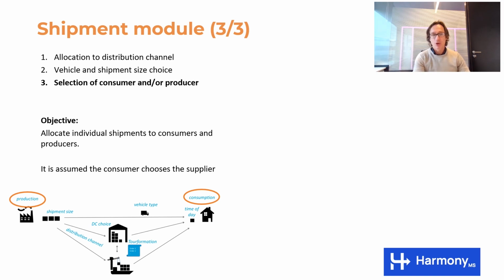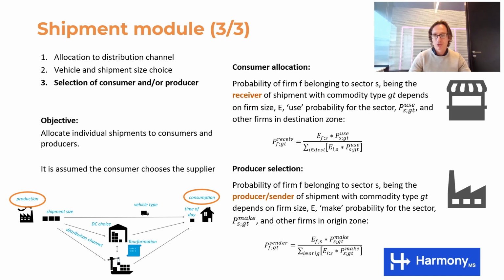Now we've come to the last step in the shipment module. This is the selection of the receiver and the supplier of the goods, the consumers and the producers. So we have the discrete shipments and we determine who was the final consumer of this and from what producer did it come from. We do this by using Monte Carlo simulation and also using make-use statistics.